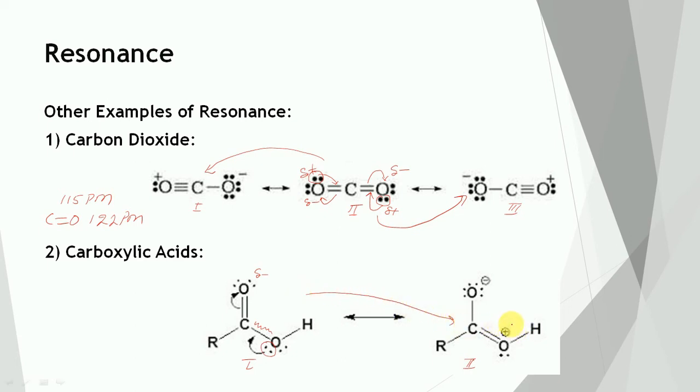The acidic character of carboxylic acid is due to the formation of this partial positive charge on this oxygen, and it will assist in the release of proton from carboxylic acids.